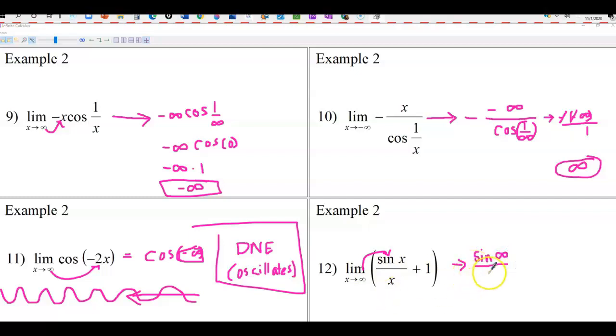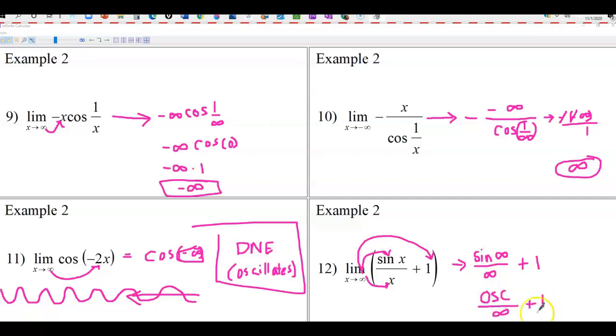And on the bottom, we're going to get infinity. And then if you take the limit of a constant, the constant just stays the same. So I'm just going to put that there. Now, sine of infinity is like the one before it. It's an oscillation. I'm just going to abbreviate that OSC.